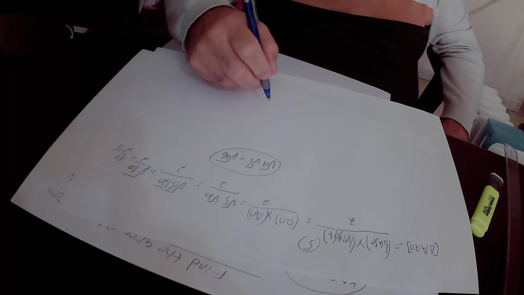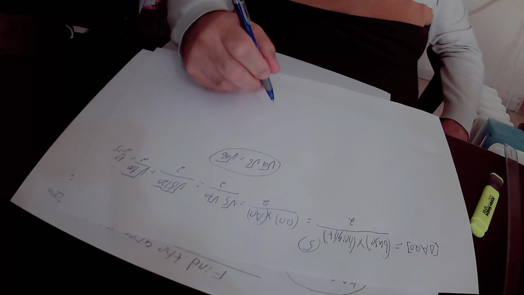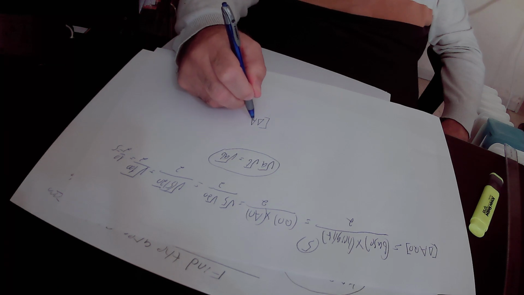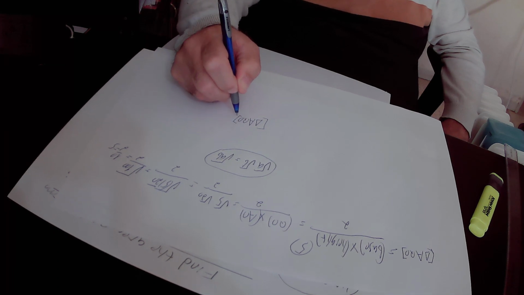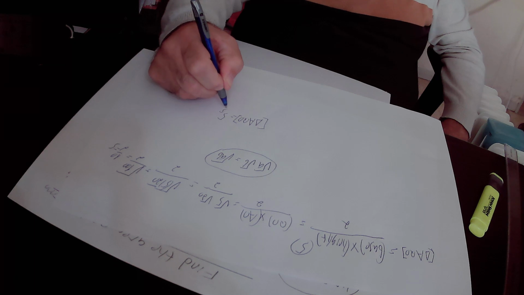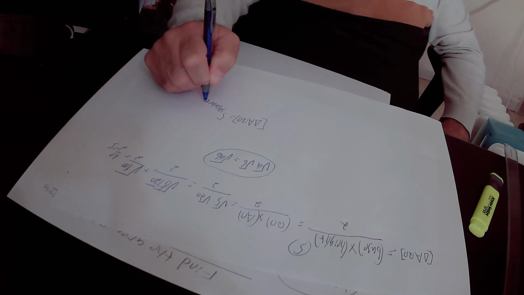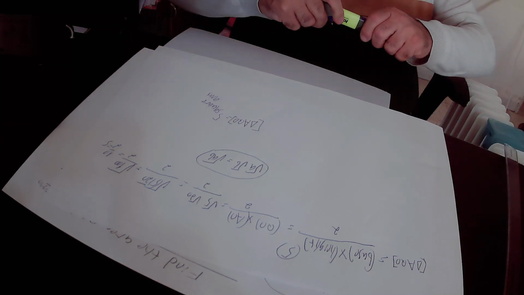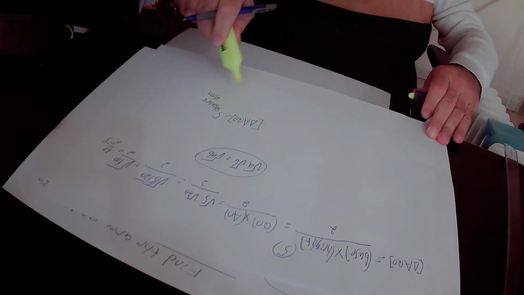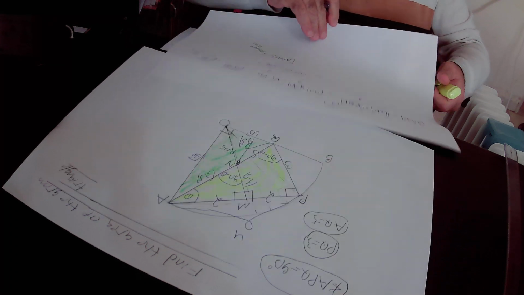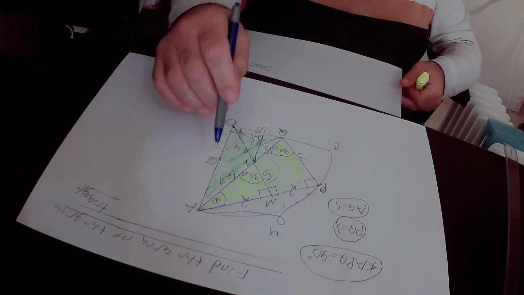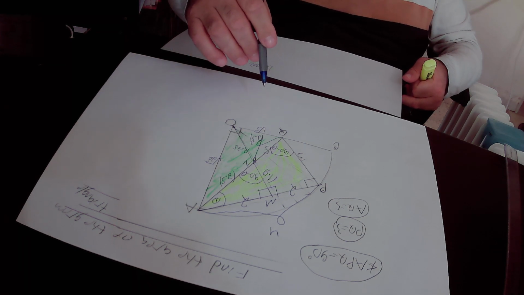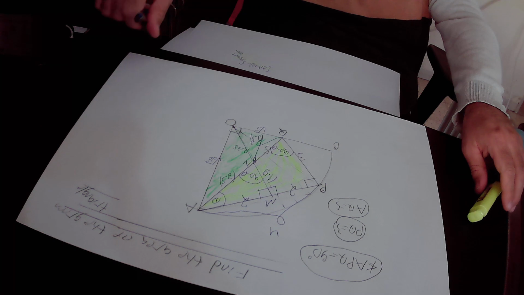So finally we found out that the area of the green right triangle AQO is equal to 5 square units. Repeat again: the area of this right green triangle AQO is equal to 5 square units. In the next step, I will summarize the lecture.